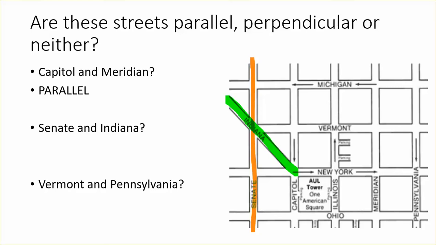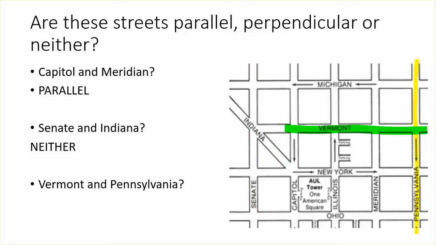You should notice right away that Senate and Indiana intersect. Since they cross, we know they can't be parallel. However, they don't intersect at a right or a 90-degree angle, so that means they're not perpendicular either. Senate and Indiana are neither parallel nor perpendicular.